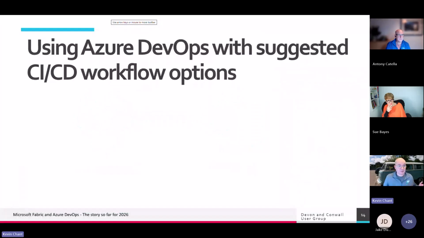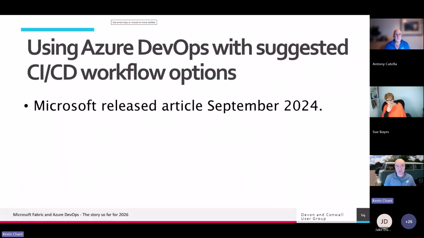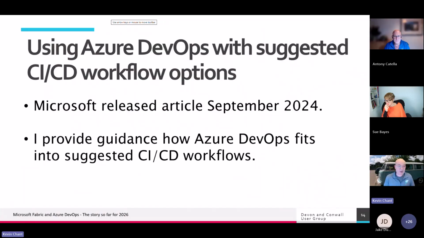So I want to cover now talking about using Azure DevOps with the suggested CICD workflow options, because back in September 2024, Microsoft released an article about their suggested CICD workflow options. And here I provide guidance on how Azure DevOps fits into it and actually give you a little bit of advice how you can improve on them as well. Now, are there any questions before I get started with this that I should consider?